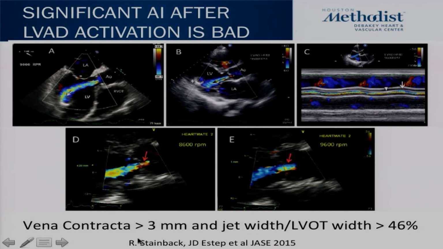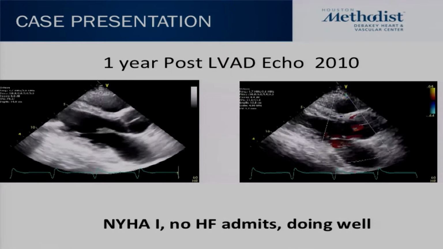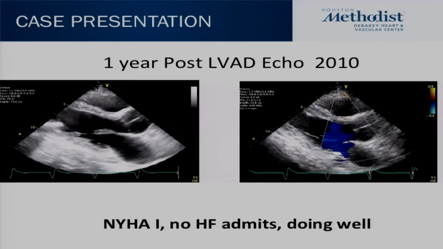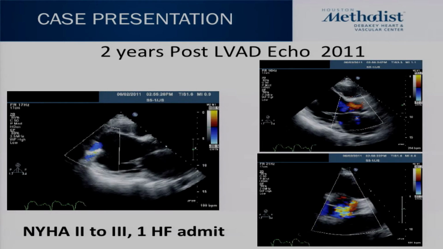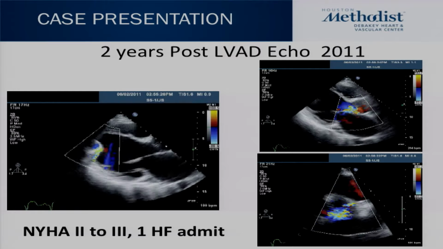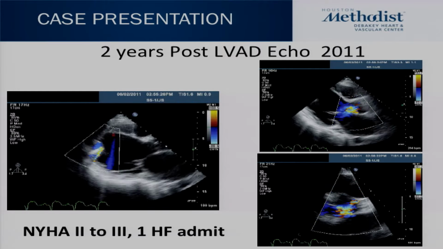So these are some examples of LVAD AI, where we traditionally use vena contracta and jet width with LVOT width. This is somebody who had a 1-year post-LVAD echo from basically 2010. At this time they were NYHA class 1 with no heart failure admissions and doing relatively well. At 2 years, this is what their echo looks like. Now they're getting heart failure admissions, and their NYHA class has worsened.